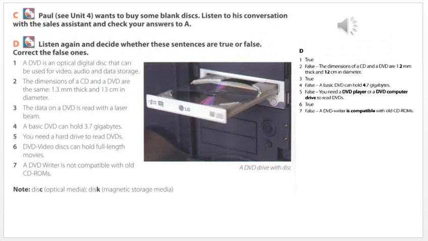Here we have the listening section. In this listening, Paul wants to buy some blank discs. Listen to his conversation with the sales assistant and check your answer to A. Listen again and decide whether these sentences are true or false. You can play it here.